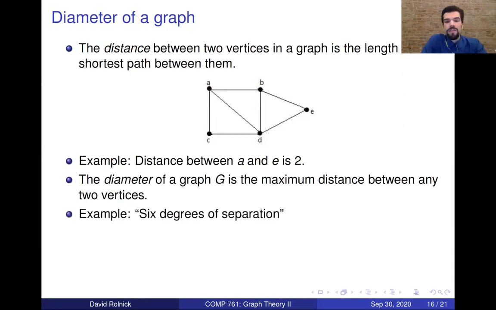So as an example of this, there's this famous notion of 6 degrees of separation, that everyone in the world is separated from anybody else in the world by at most 6 other people. You're friends with somebody and they're friends with somebody else, and you can get from anywhere in the world to anywhere else in the world. This is just saying that the diameter of, in this case, the symmetric friend network is 6.